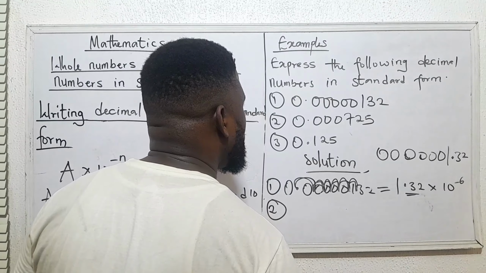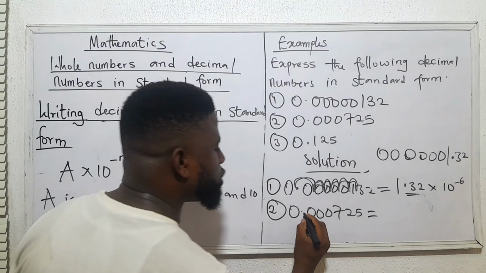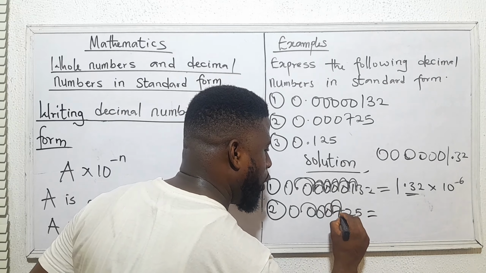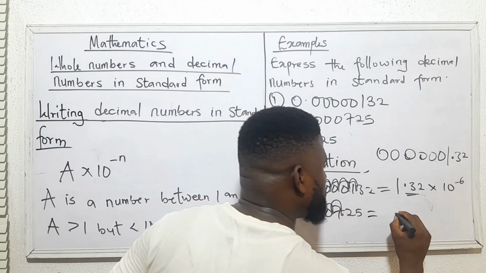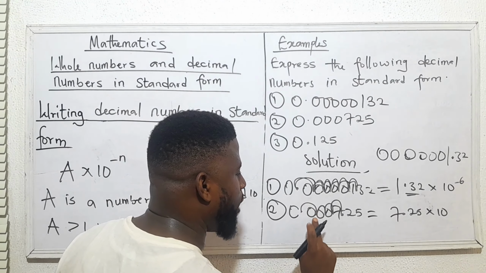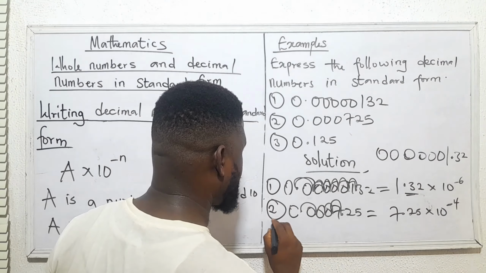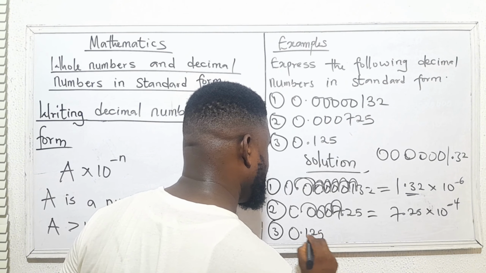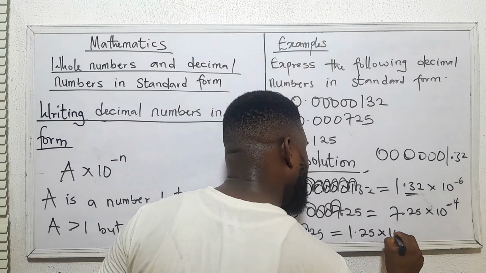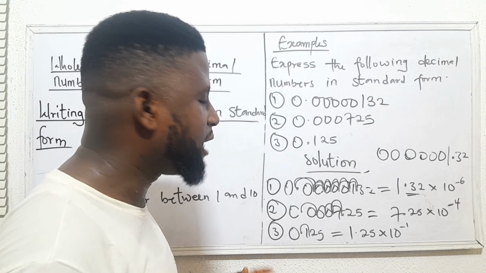For number 2, we have 0.0000725, right? We need to move forward until we achieve a greater than 1. 1, 2, 3, 4. We now have 7.25. So this gives us 7.25 times 10 raised to power. How many times did we move? 1, 2, 3, 4. Since we moved forward, it's going to be -4. And for number 3, 0.125, we move it 1 time. We now have 1.25, right? Times 10 raised to power. We moved 1 time. It is -1. And that is our answer.